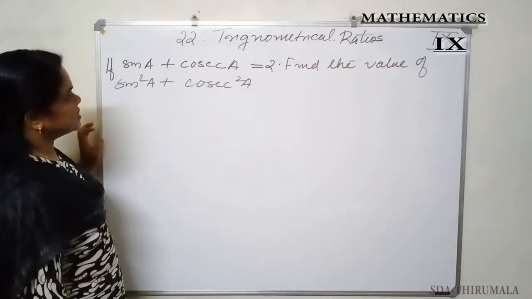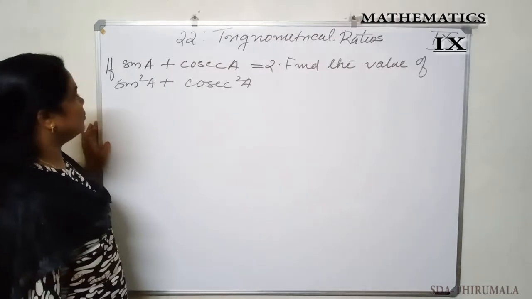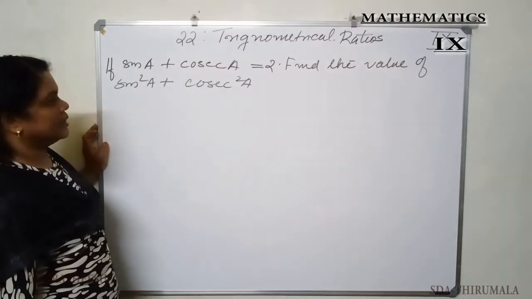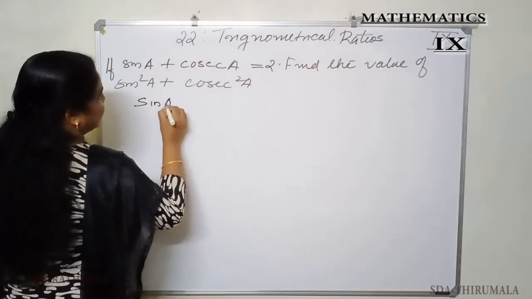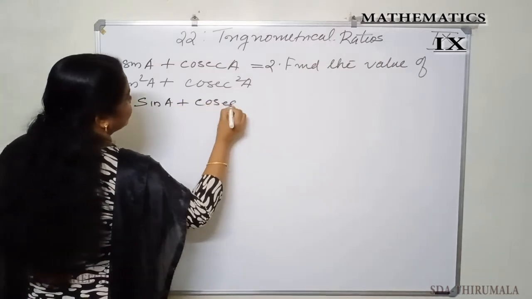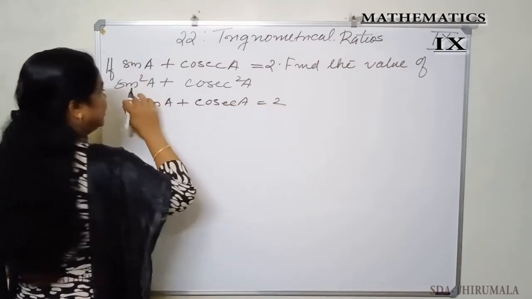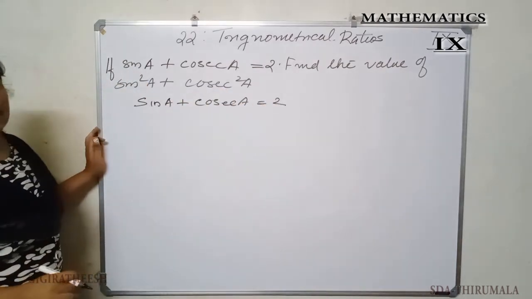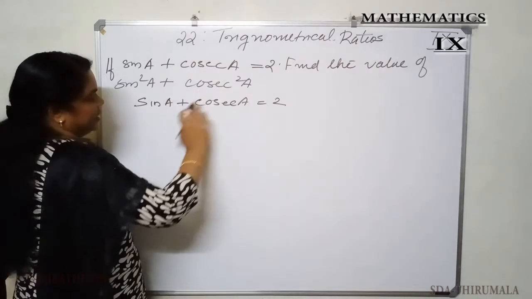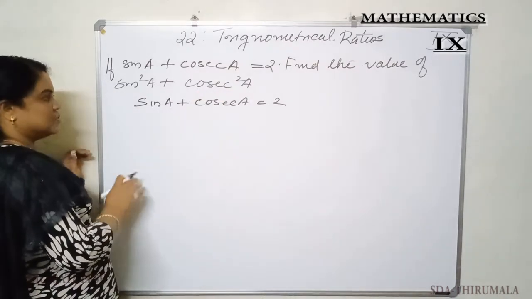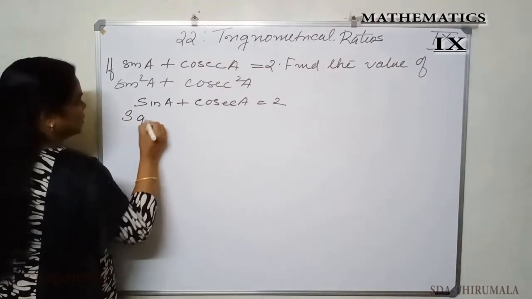If sin A plus cosec A is equal to 2, find the value of sin square A plus cosec square A. We need the square values of sin A and cosec A, so squaring both sides.